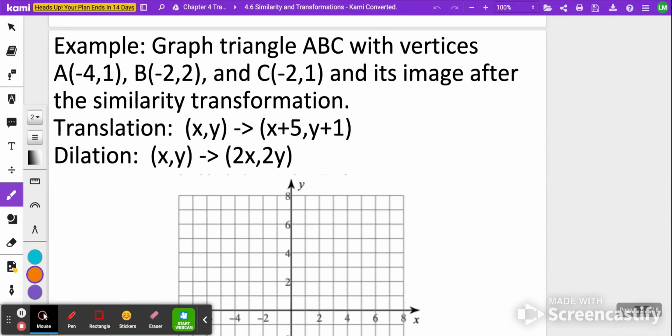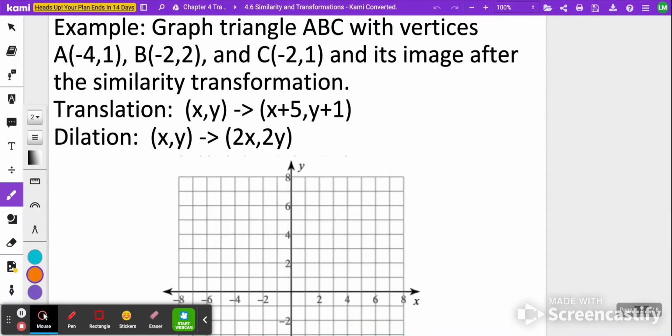The first example we have in our notes is to graph, translate, and then dilate a figure. So let's go ahead and graph the original figure with the following ordered pairs. Here's our first figure, ABC, at (-4, 1), (-2, 2), and (-2, 1). Now we want to translate by going 5 to the right and 1 up.